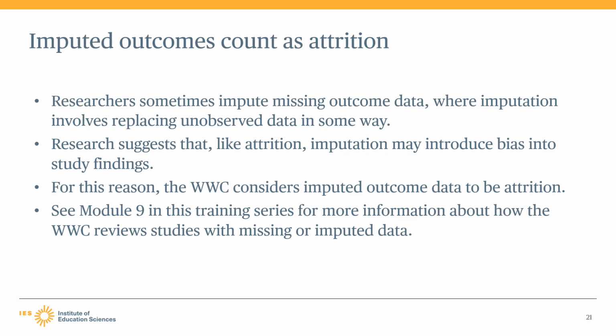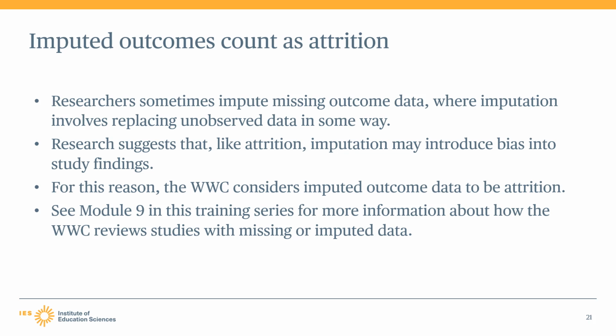Methodological research suggests that imputation, like attrition, may introduce bias into study findings. For this reason, when calculating attrition in a study, the WWC always will consider imputed outcome data to be attrition. Remember that RCTs have the potential to receive the WWC's highest research rating because we can be confident that the groups created by random assignment were similar at the time of random assignment, and the differences in outcomes between the groups are due to the intervention. Imputed data can lower our confidence that the difference in outcomes between the intervention and comparison groups are due only to the intervention, and not due to how the study imputed the data.